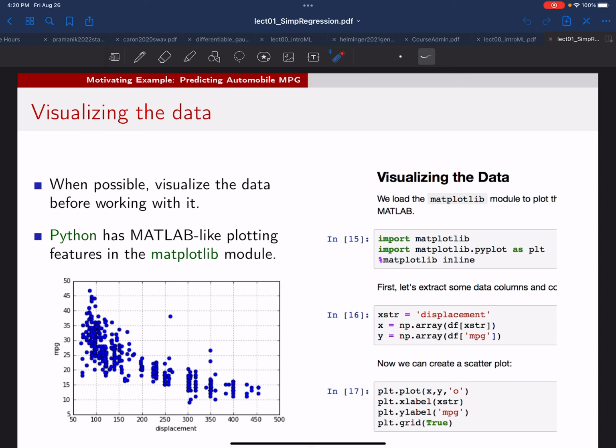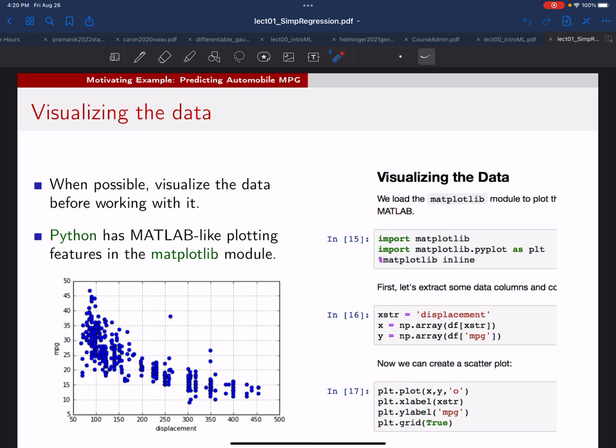To get x, it's very similar, but we did it in just a slightly different way. You could see at first we put displacement, that string, into a variable, and then we fed that variable into the data frame, and that was able to extract that displacement column, put it in x, and now we can finally plot things.